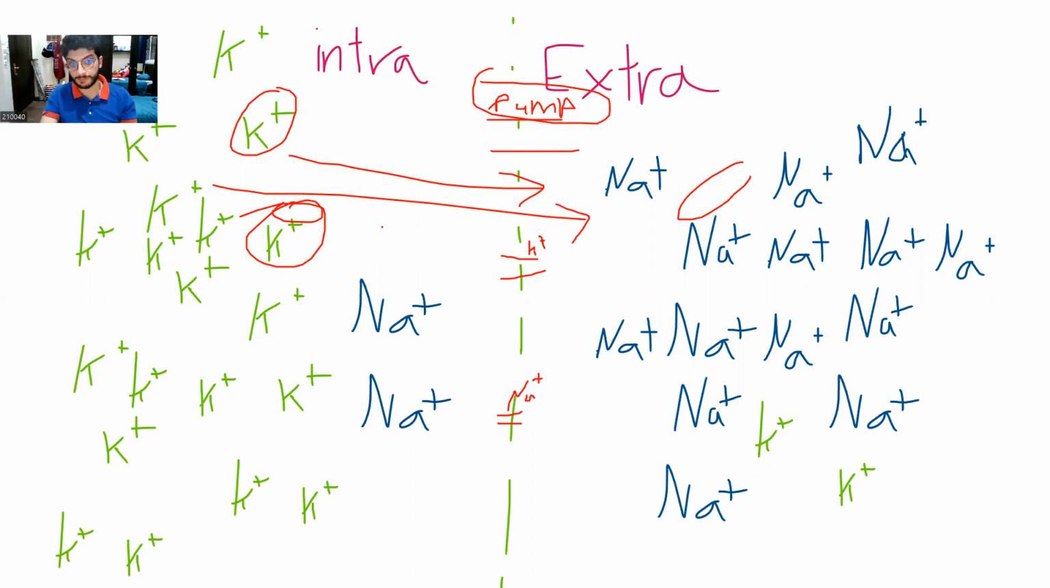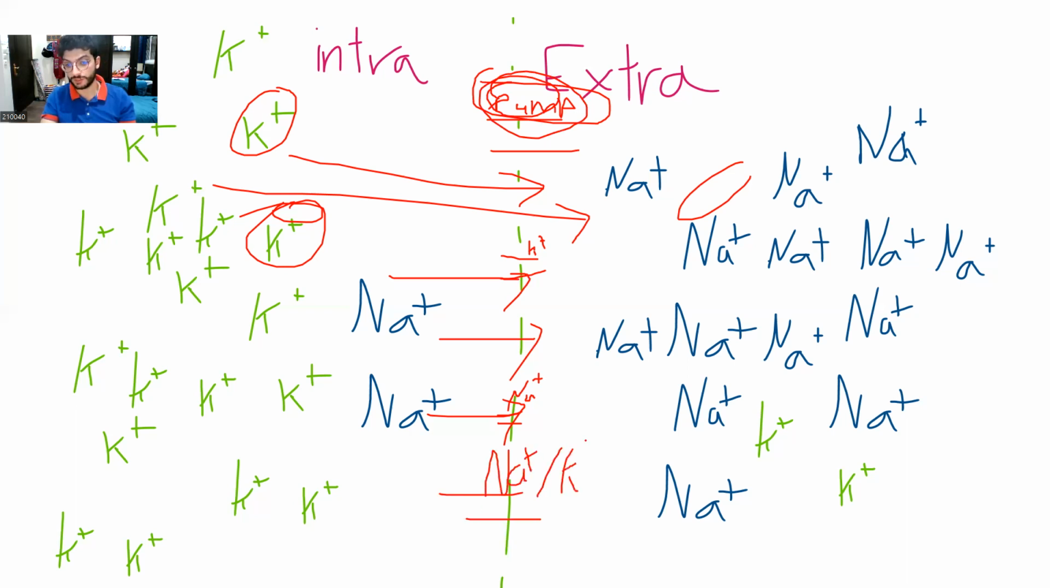But at the same time, as it moves this way, why are potassium and sodium not even on both sides? Because of the pump. The pump is the most important thing in establishing this gradient. The sodium potassium pump. This is the main reason.